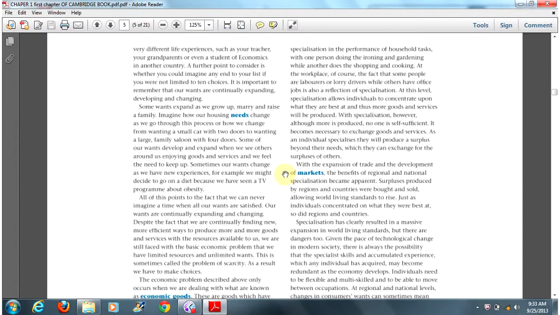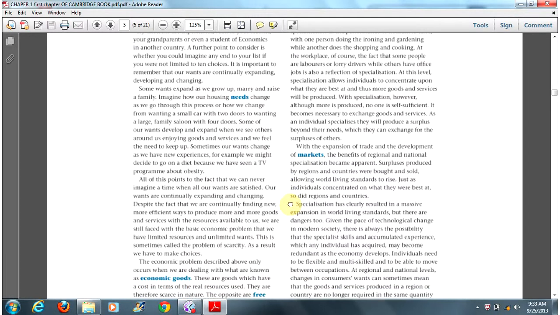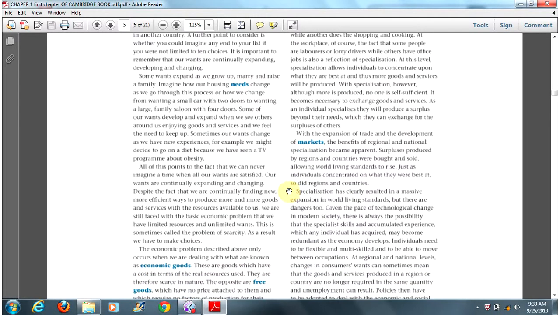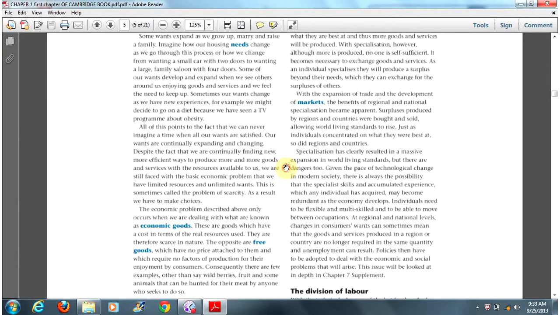Surpluses produced by regions and countries were bought and sold, allowing world living standards to rise. Just as individuals concentrate on what they are best at, so did regions and countries. Specialization has clearly resulted in a massive expansion in world living standards, but there are dangers too. Given the pace of technological change in modern society, there is always the possibility that specialist skills and accumulated experience which any individual has acquired may become redundant as the economy develops.